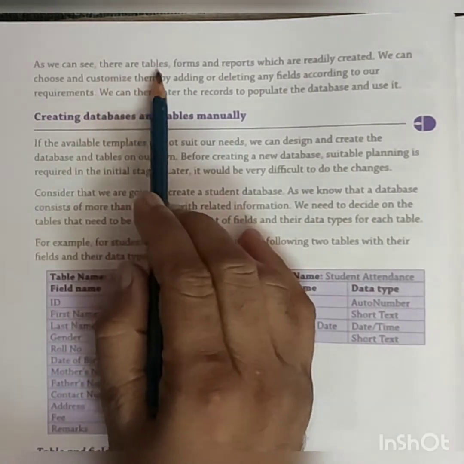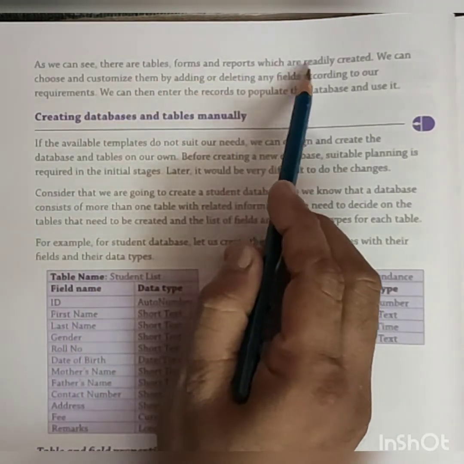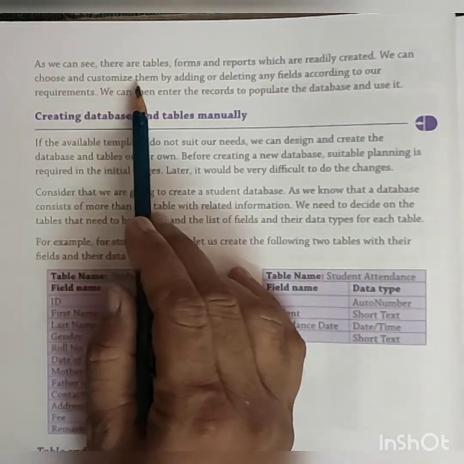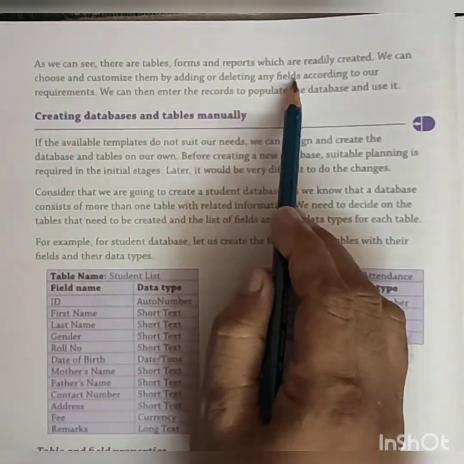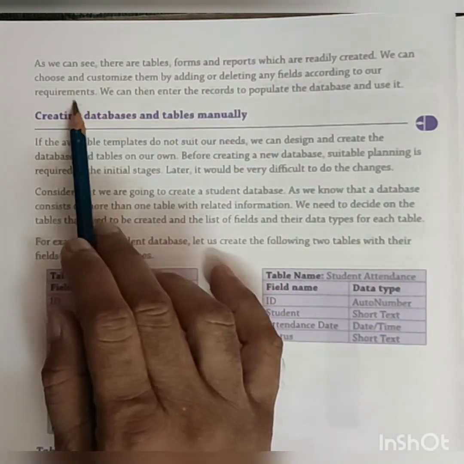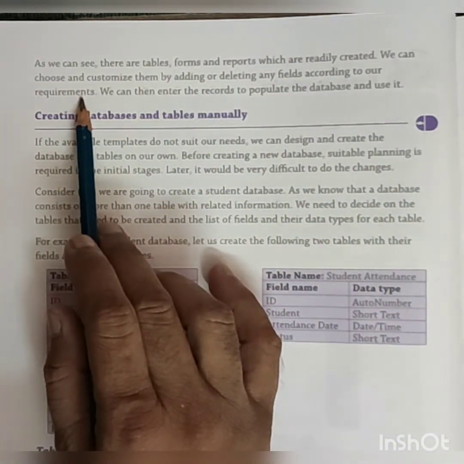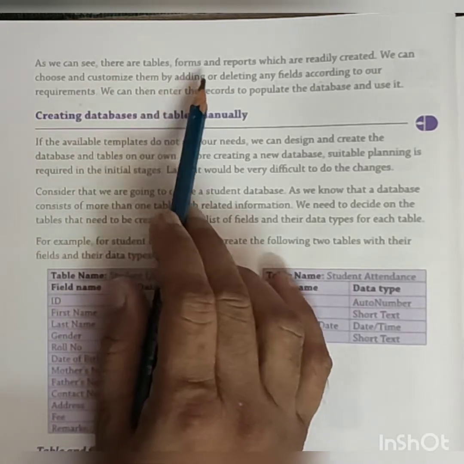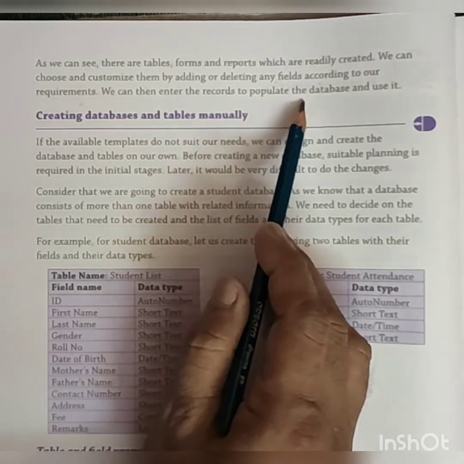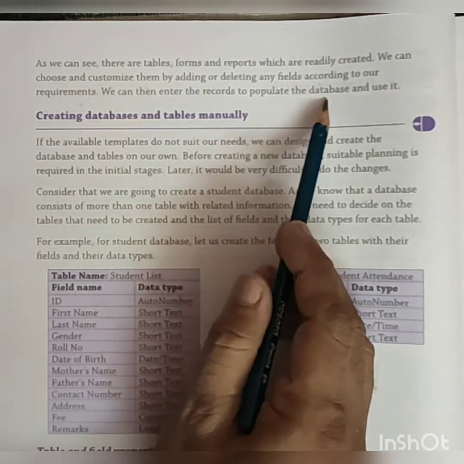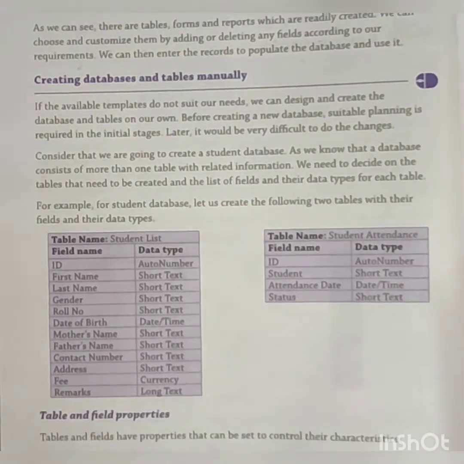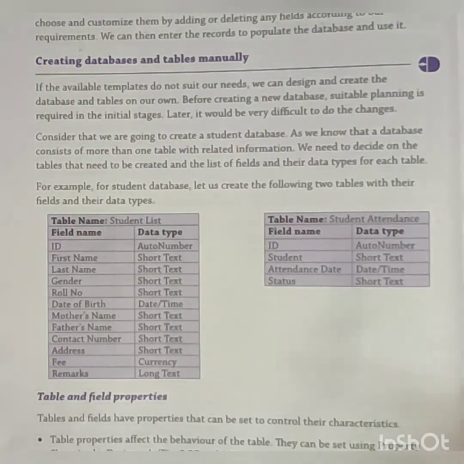As we see, there are tables, forms and reports which are readily created. We can choose and customize them by adding or deleting any fields according to our requirements. So we can modify it according to our requirement. We can add or delete any field. We can then enter the records to populate the database and use it.